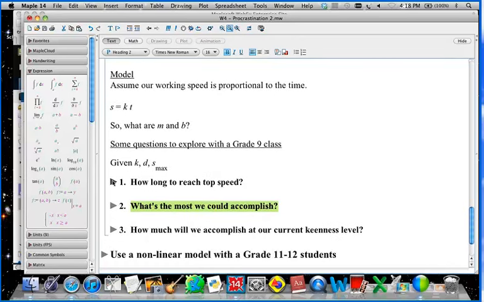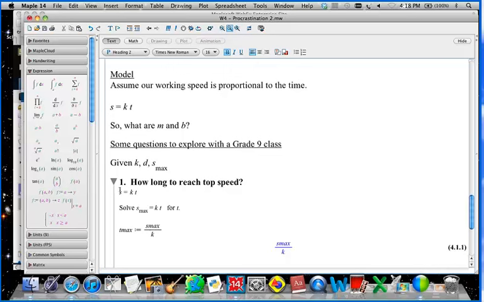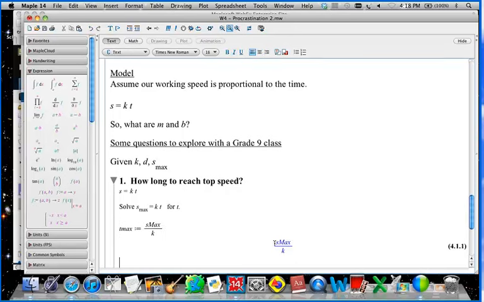So how long does it take to reach top speed? Here's our formula, S equals K T. That means we need to solve S max equals K T for T. Kids should be able to do that: divide both sides by K. So we get that T max is equal to S max over K. Actually, let's put the capital in there, sorry. We're going to hold on to that value because we're going to need it later.